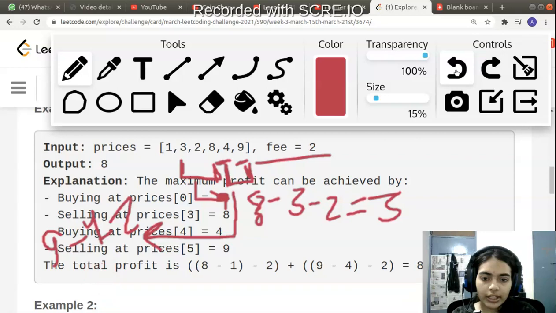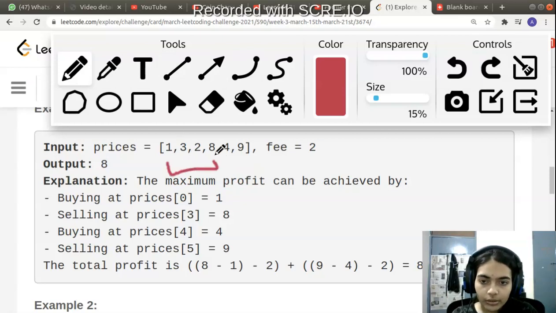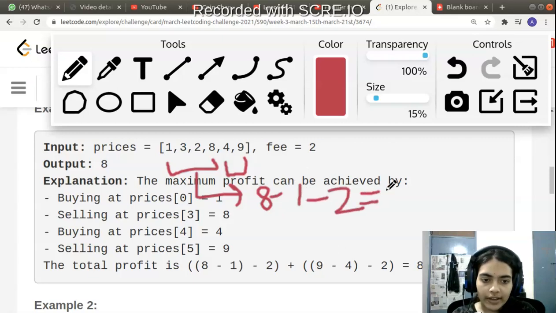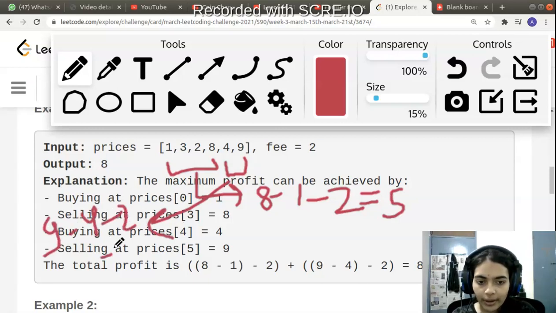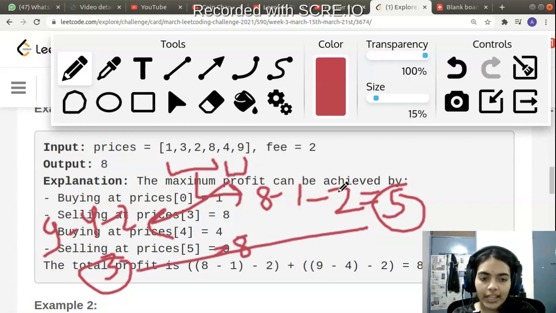Okay, let's think of some other example. We have to find the maximum profit. In this case, the maximum profit will be when you buy at 1, sell at 8, then buy at 4, sell at 9. The first transaction earns 8 minus 1 minus 2: 8 minus 1 is 7, 7 minus 2 is 5. Buying at 4 and selling at 9 earns 9 minus 4 minus 2: 9 minus 4 is 5, 5 minus 2 is 3. So a profit of 5 in the first transaction and 3 in the second, finally 3 plus 5, which is 8. This is the maximum profit you can earn.